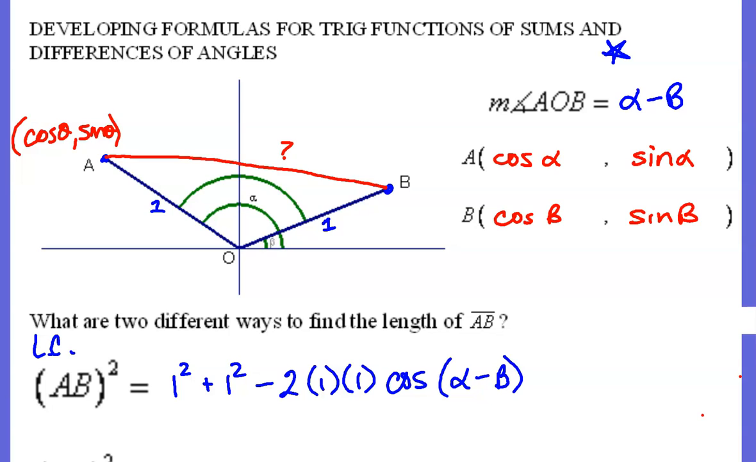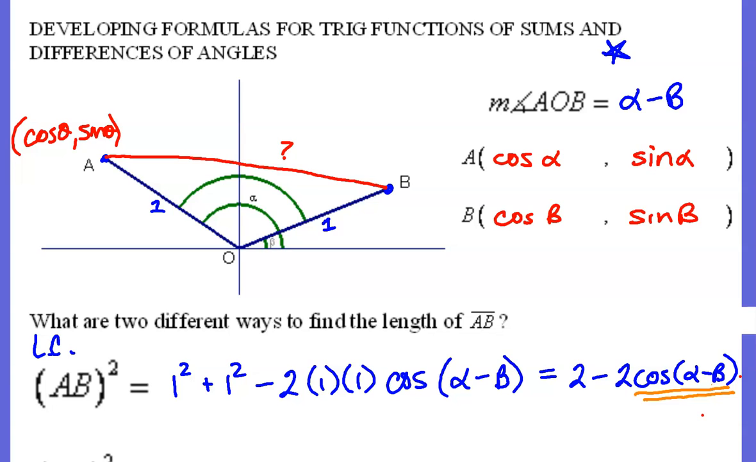Okay, so I'm going to simplify that real quick to just 1 plus 1, so 2 minus, and this whole thing is 2 cos alpha minus beta. This part is the crucial part because this is where I'm actually introducing this cosine where I have a difference inside, right? That's important. If I didn't do that, I wouldn't be able to introduce that.